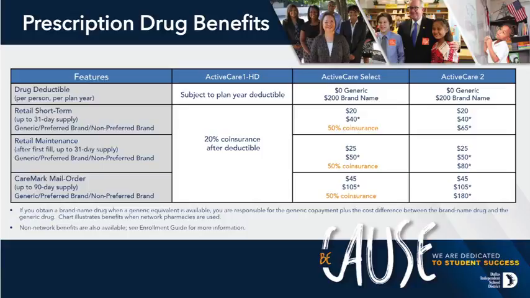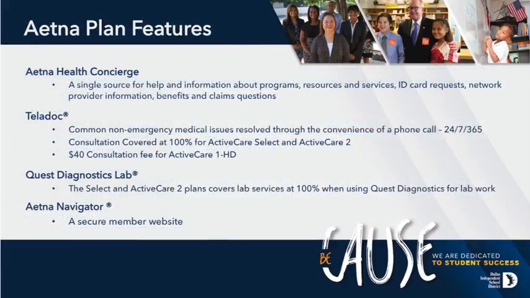If you obtain a brand name drug when a generic equivalent is available, you are responsible for the generic copay, plus the cost difference between the brand name drug and the generic drug. Aetna plan features.